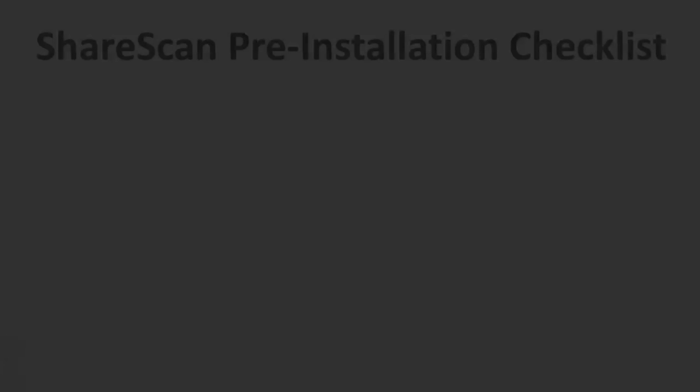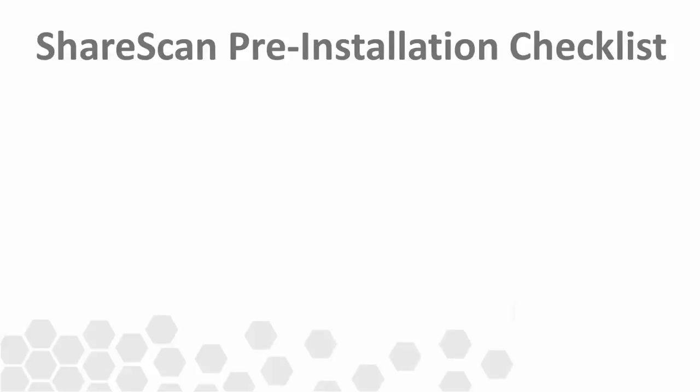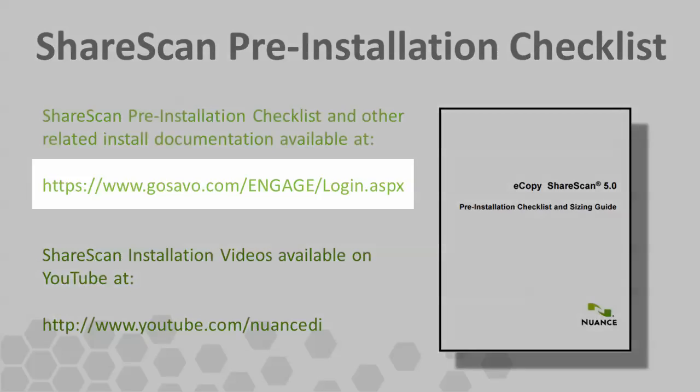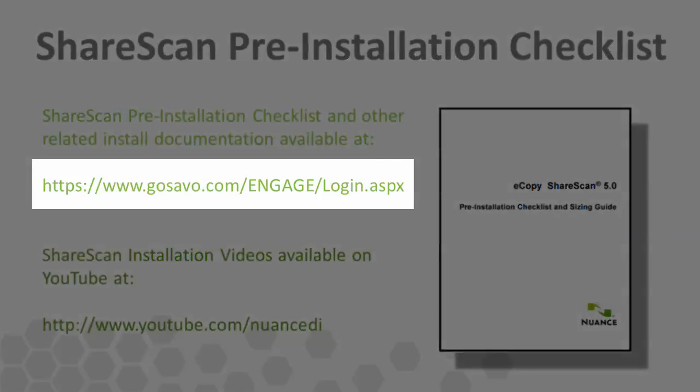Having a usable service account is one of the items listed in the ShareScan pre-install checklist, or PICL. This document is critical to review prior to any ShareScan installation and is covered in more detail in the ShareScan installation video, which is also found on our YouTube channel. The pre-installation checklist contains information about supported Exchange versions and details any prerequisite work that needs to be completed prior to connector configuration. You can find this document on the Engage website at the URL shown on the screen.